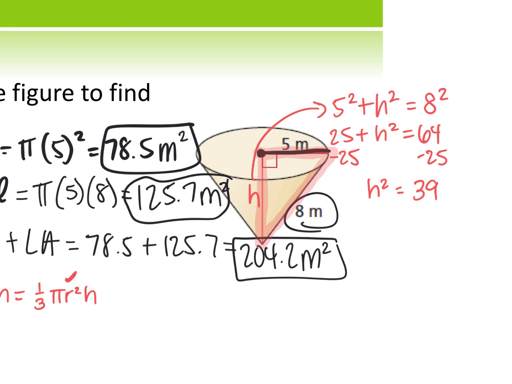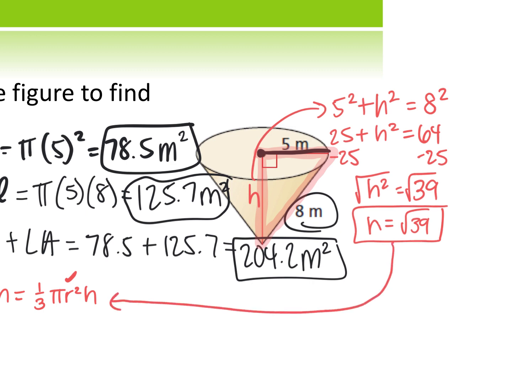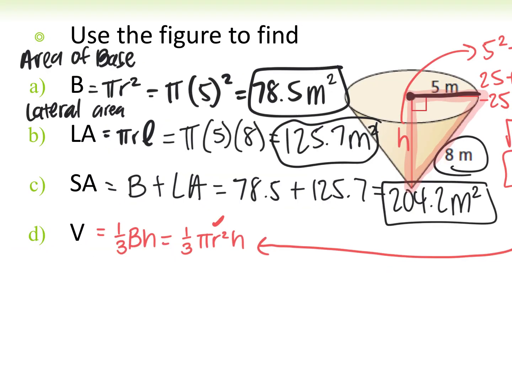no, I forgot. What do we do from here, guys? Very good. Take the square root of both sides. So we get H equals square root of 39. Don't plug it into your calculator yet because it's going to round. If you round it too early, you're going to be off by just a little bit, okay? So we're going to take this value and plug it in over here with the radius.